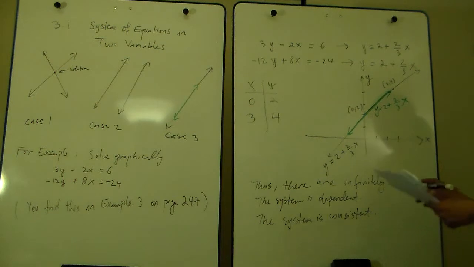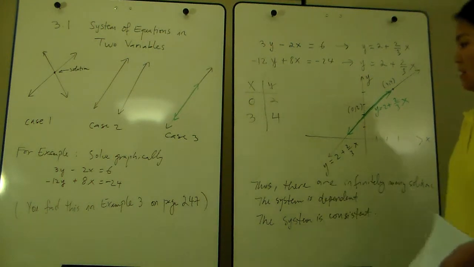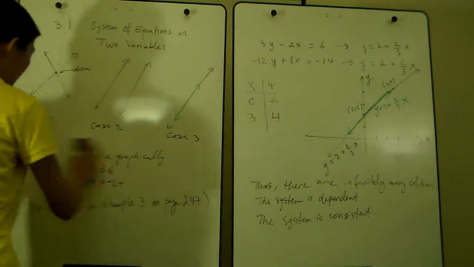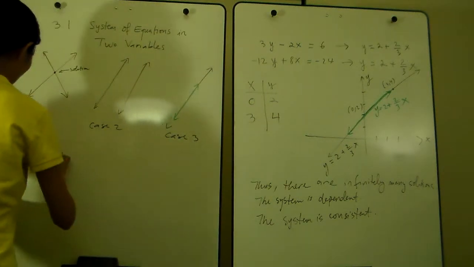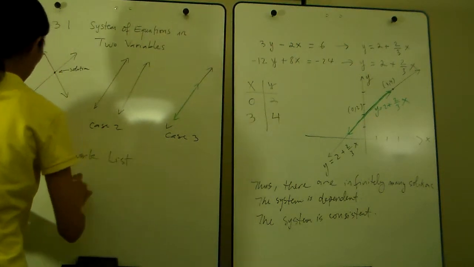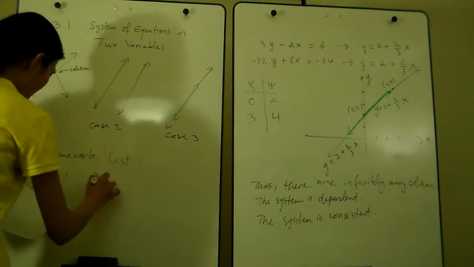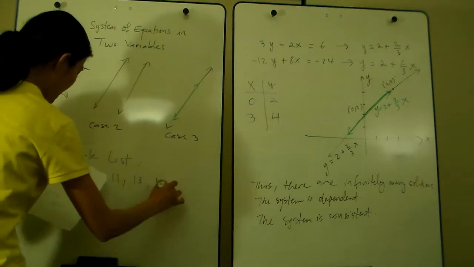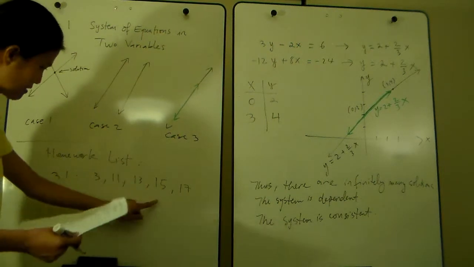Okay. So up to this point, I just finished section 3.1. Let me give you the homework list. For section 3.1, we have number 3, number 11, 13, 15, 17. So 3, 11, 13, 15, 17.